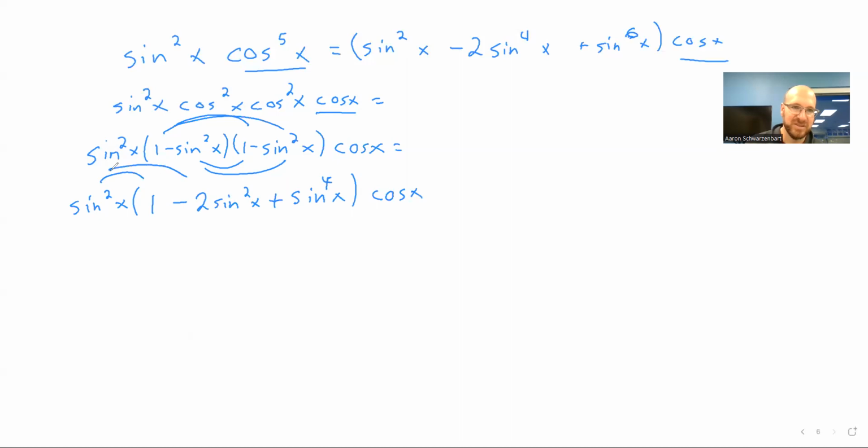Now I will distribute this sine squared to all 3 and get sine squared x minus 2 sine squared times sine squared, which is sine to the 4th. Well, sine squared times sine to the 4th is sine to the 6th. And that's what I started with on my left side. Voila, I have finished it.